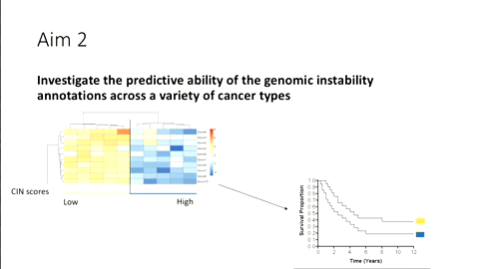So then for AIM-2, I'll actually be investigating the predictive ability of genomic instability annotations across this variety of cancer types. And this is just an example of what the visualization will look like for the CIN25 score. So it's that same idea with the heat map and then the low and the high scores and then what the survival curve looks like for those.